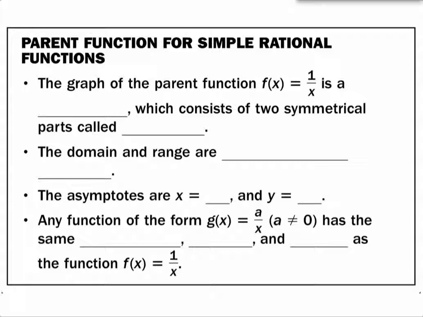Hello, this is Algebra 2, Chapter 8, Section 2. This is page 1 of the notes. We have some properties of rational functions that we're going to talk about first here.